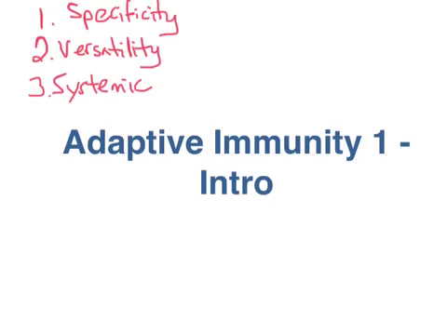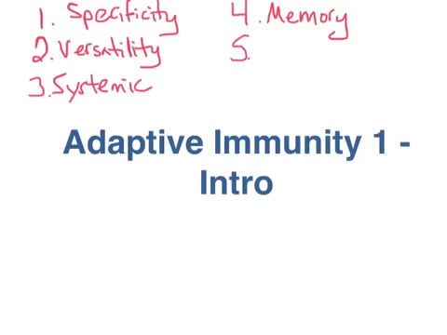The fourth characteristic is one that we talked a little bit about when we started talking about immunity, and that's immunological memory. Remember that that's a characteristic of the adaptive immune response. The adaptive immune response to an antigen is both stronger and faster the second time you're exposed to that antigen.